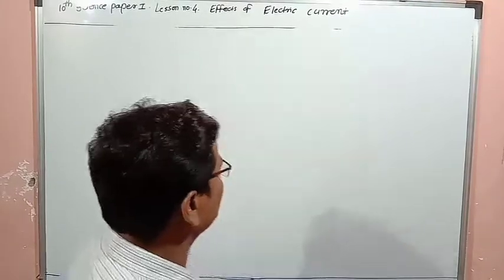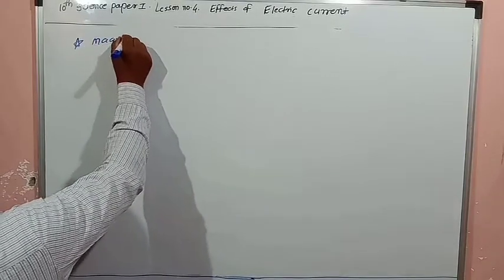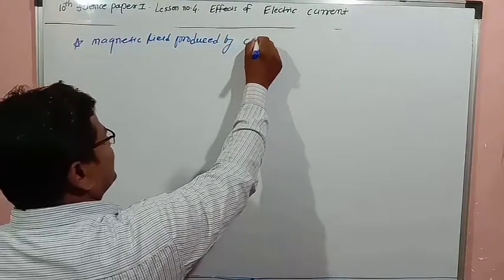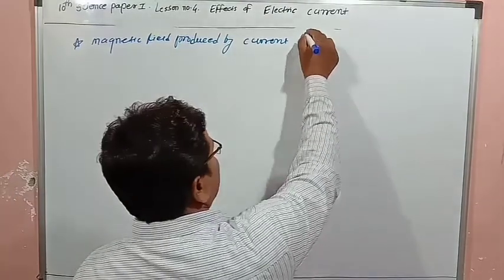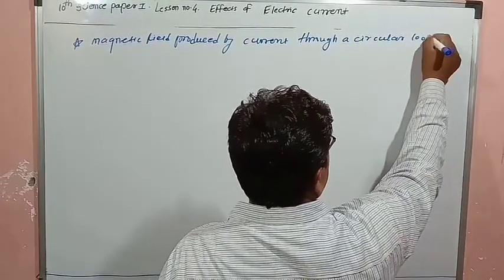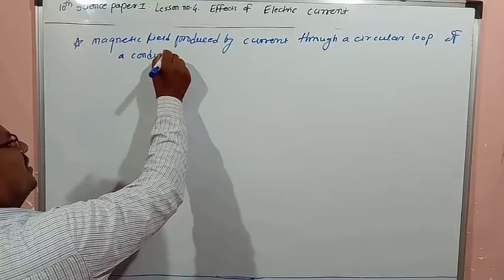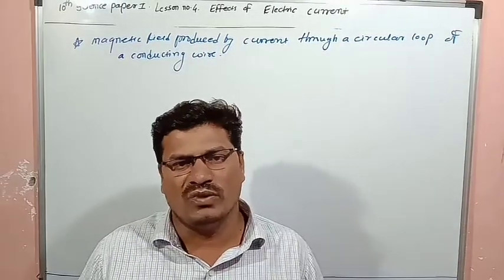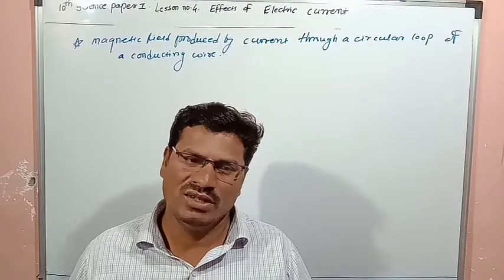So the next concept is the magnetic field produced by current through a circular loop of conducting wire. If you take one conducting wire and make a circular loop, what type of magnetic field is produced by that circular loop, and what will be the nature of that magnetic field? That we have to study.